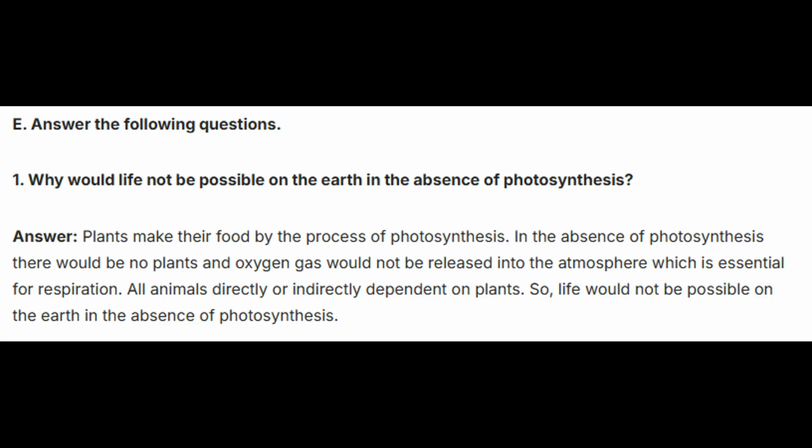E. Answer the following questions. Why would life not be possible on Earth in the absence of photosynthesis? Answer. Plants make their food by the process of photosynthesis. In the absence of photosynthesis, there would be no plants and oxygen gas would not be released into the atmosphere, which is essential for respiration. All animals are directly or indirectly dependent on plants. So, life would not be possible on the earth in the absence of photosynthesis.